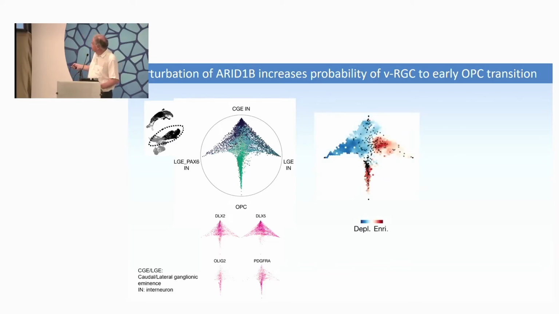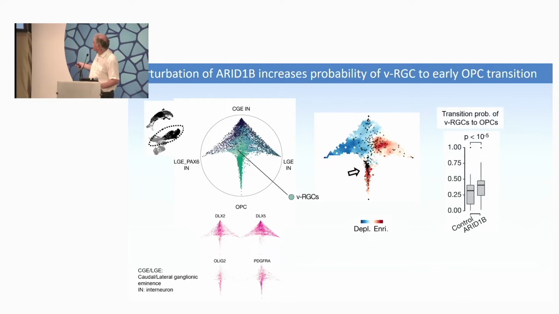And when we ask what is changed in these lineage transition probabilities in ARID1B mutant cells, we find that there is an accumulation of the guides in these radial glia cells that go towards the LGE, but there's a strong enrichment of these guides in the oligodendrocyte precursor cells. This is highly statistically significant, and it tells us that in the absence of ARID1B, the progenitor cells are more likely to become oligodendrocytes than they are to become interneurons.